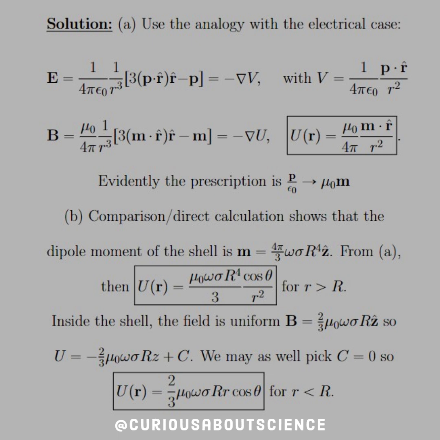So U equals the negative 2/3 mu naught omega sigma R z plus C. And we may as well pick any constant C, right? So we just set that equal to 0. And we see that the potential inside, or little r less than big R, is 2/3 mu naught omega sigma R little r cosine theta.